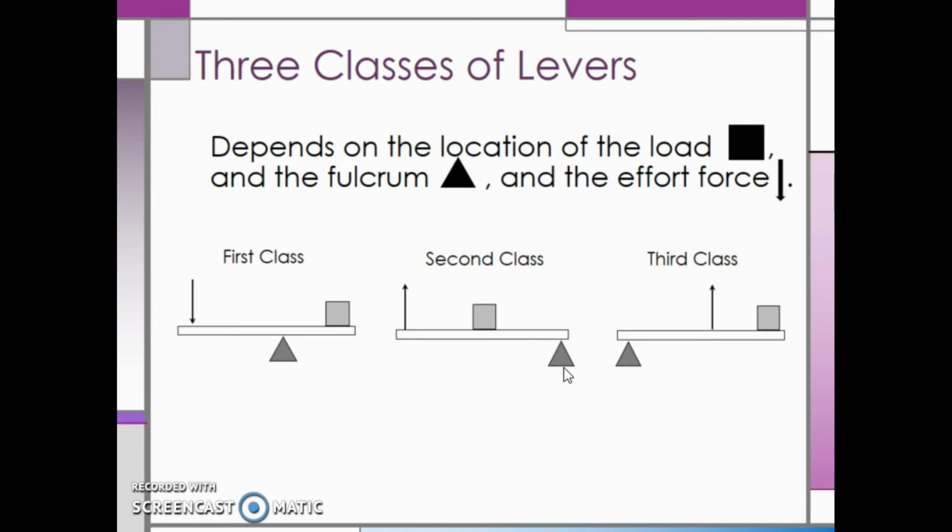Last, we have the third class lever. In a third class lever, the effort force is in between the fulcrum and the load. An example of a third class lever might be your forearm. We are going to take a closer look at each of these different types of levers and some of their distinguishing characteristics.